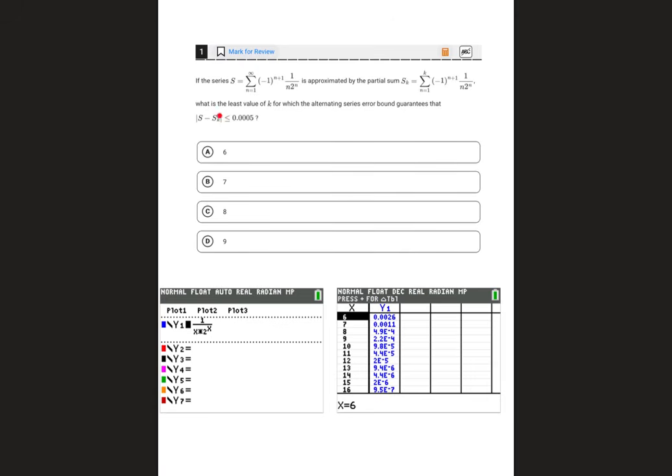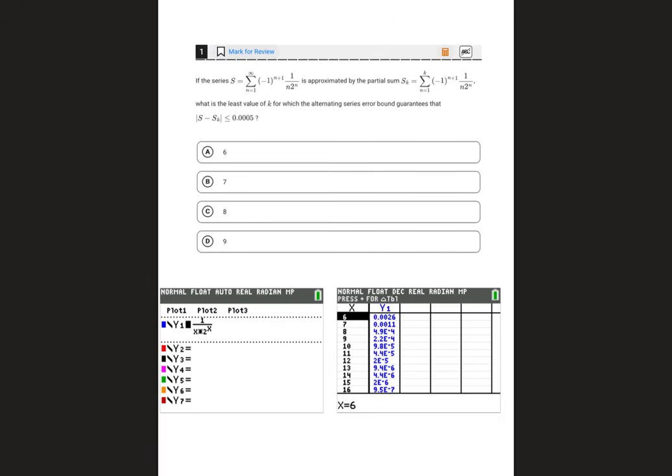So let's say k is 6. So if you're estimating this infinite series by the first 6 terms, then the error is going to be less than or equal to, or the absolute value of the difference is going to be less than or equal to the absolute value of the first unused term, the 7th term.